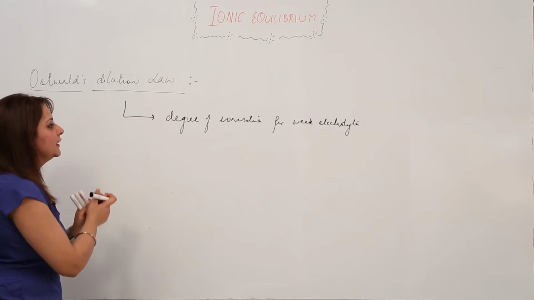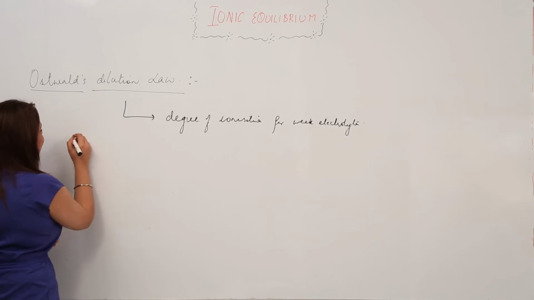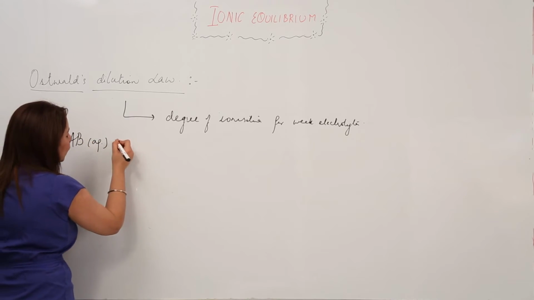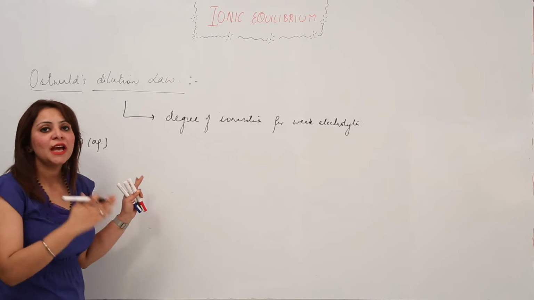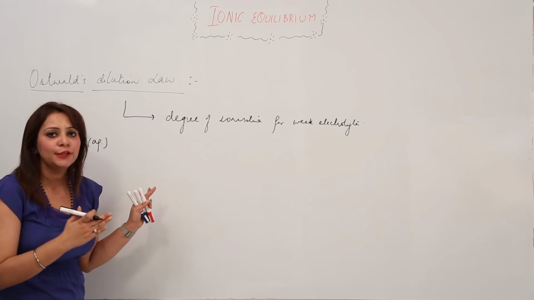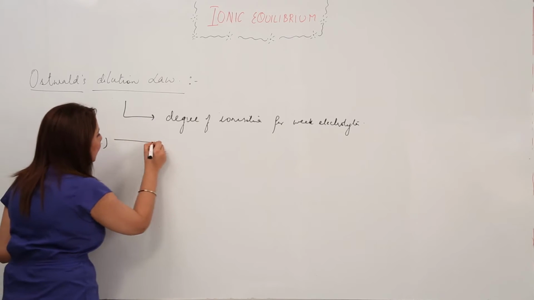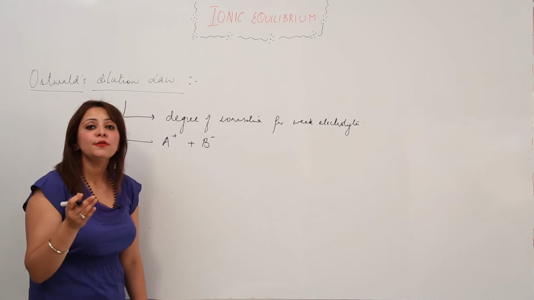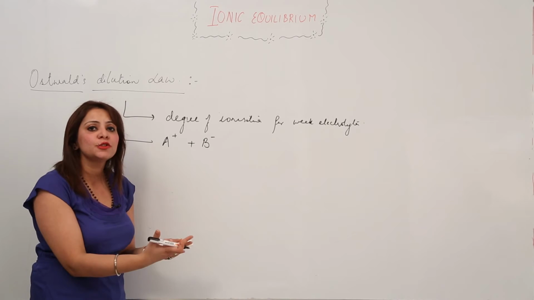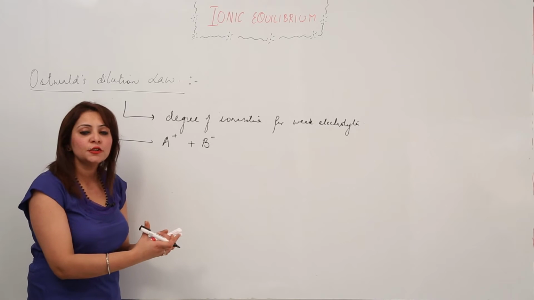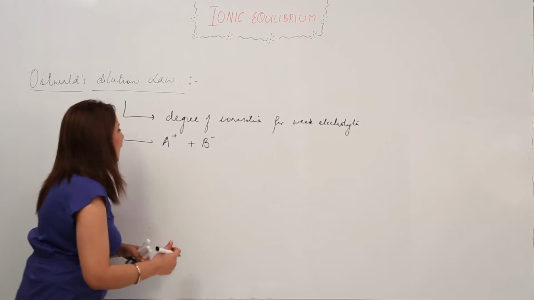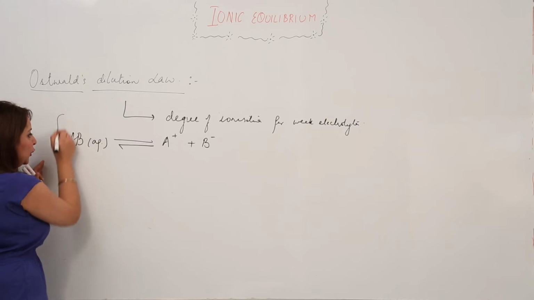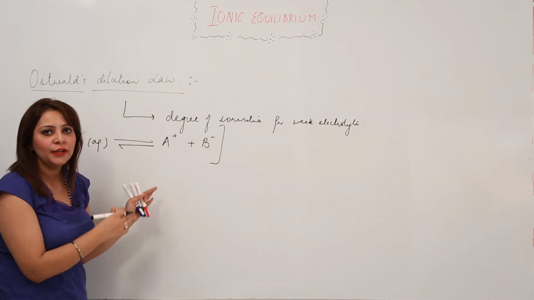So let me take an example. Suppose I have an electrolyte AB, present in aqueous state. I know that an electrolyte is a substance which has the ability to get dissociated into ions. This is how it gets dissociated into ions. And as we know, in the case of a weak electrolyte, there are ionized molecules and unionized molecules as well. That means the ions are in equilibrium with the unionized molecules. You know we did this in electrolysis.